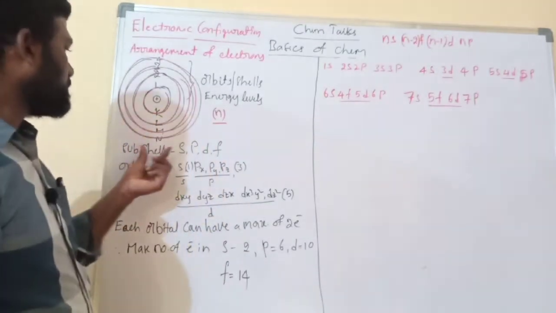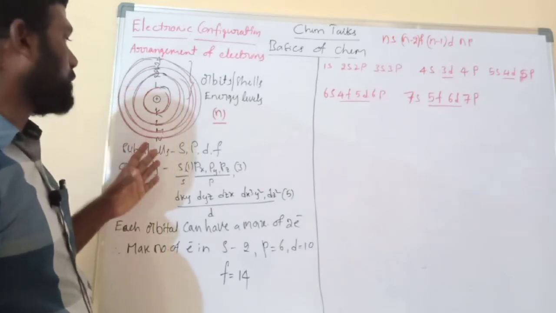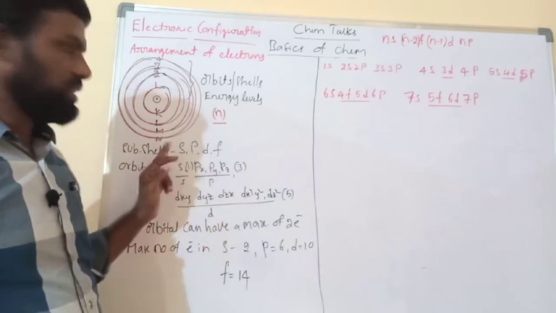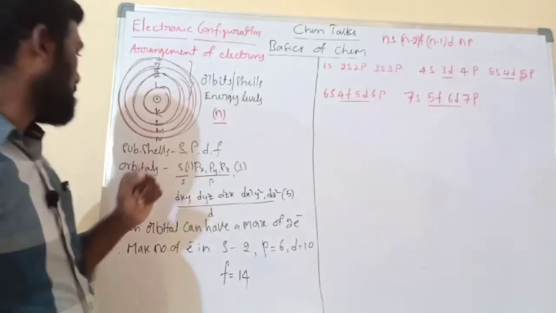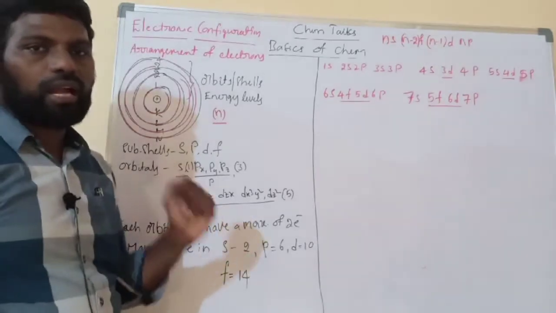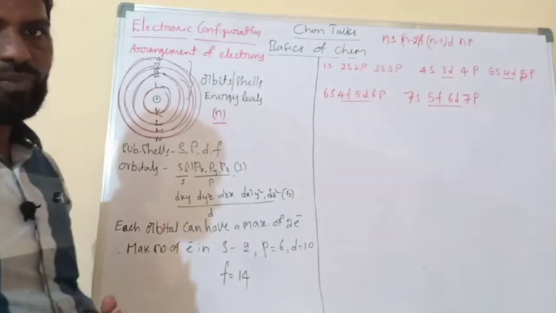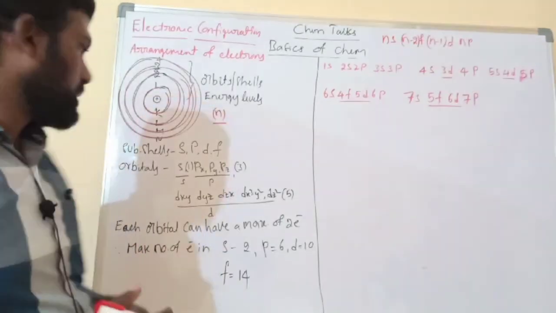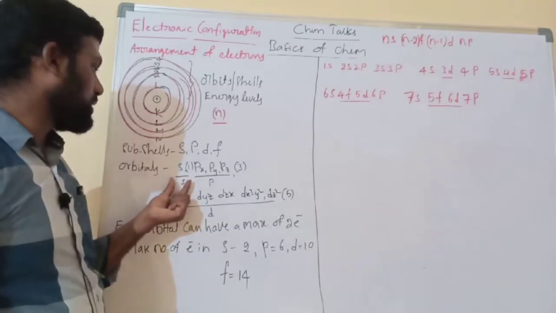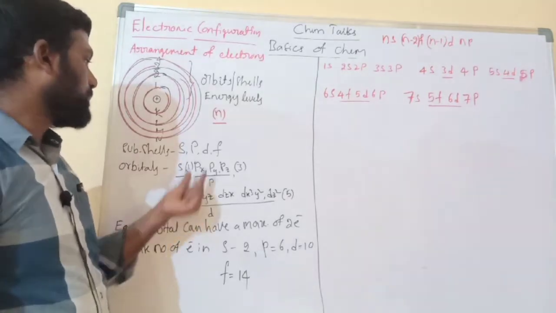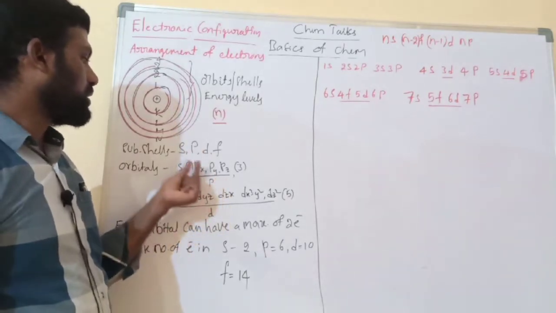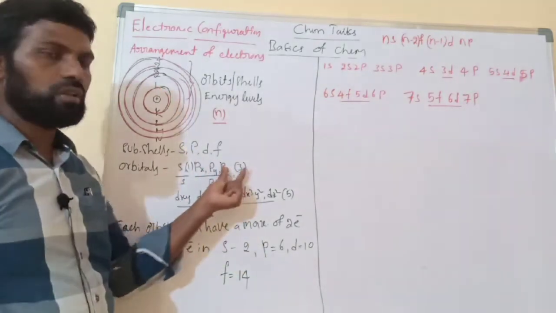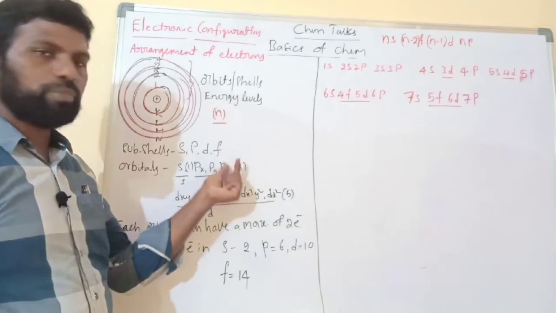Now come to the subshells. An atom has 4 different subshells: S, P, D, F. Here each subshell again has orbitals. Actually, orbitals are the place of electrons. The S subshell has only one orbital, that is the S orbital. The P subshell has 3 orbitals called Px, Py, Pz.